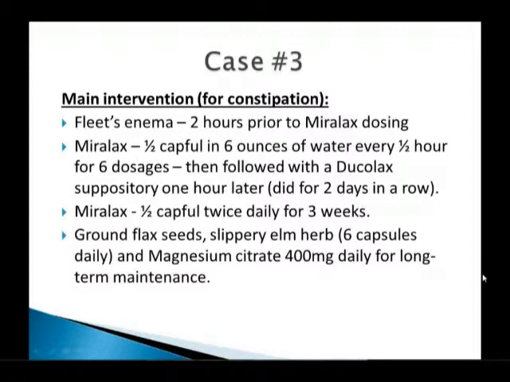And then we started to also incorporate some ground flaxseed. Slippery elm is an interesting herbal remedy. You can find it at most health food stores. It's not really dosed based on age or weight. It just helps to make the poop, fecal matter, more slippery. In this case, we used 6 capsules a day. You could use 2, 4, 6, 8. There's not a specific amount. And then magnesium citrate, 400 milligrams daily for long-term maintenance.